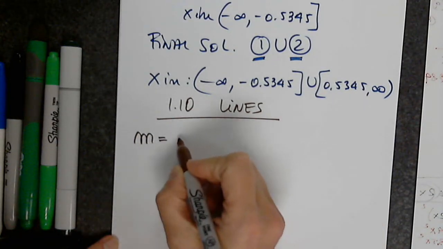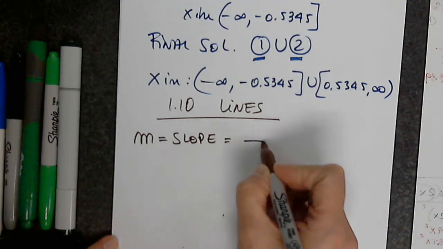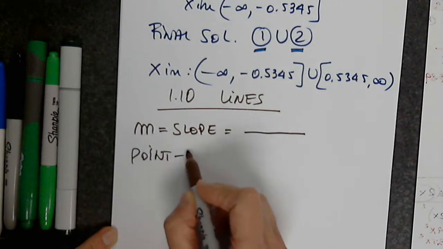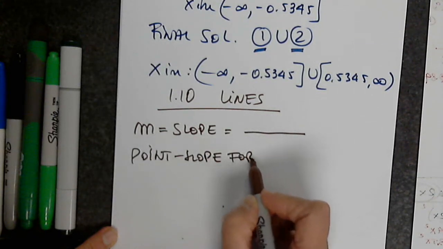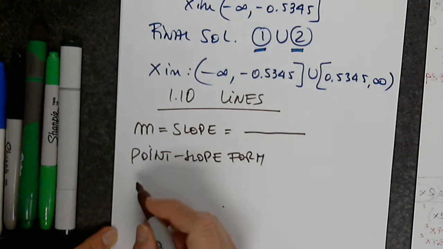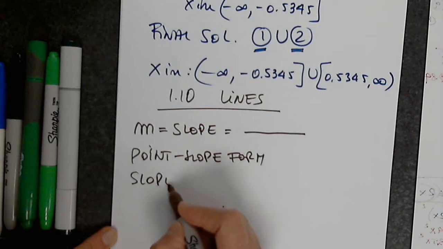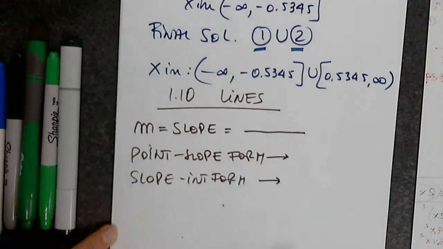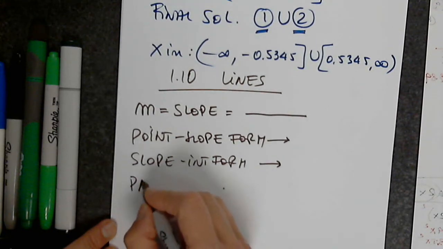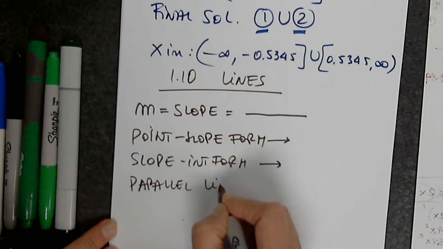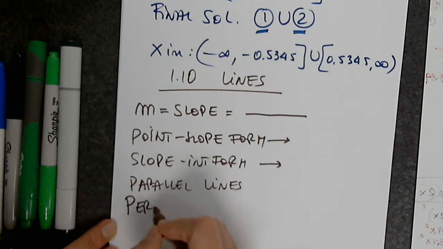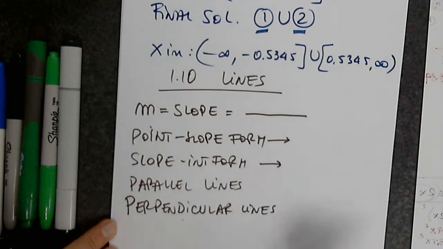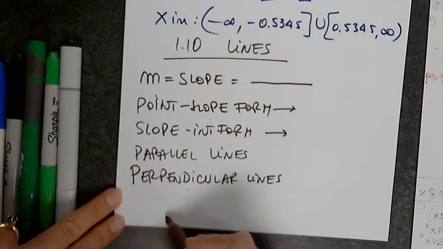Here is the slope given 2 points. Here is the point-slope form. Here is the y-intercept form, the slope-intercept form. I'm waiting for you to tell me what to write. Parallel lines, perpendicular, and then I would like to talk about these.